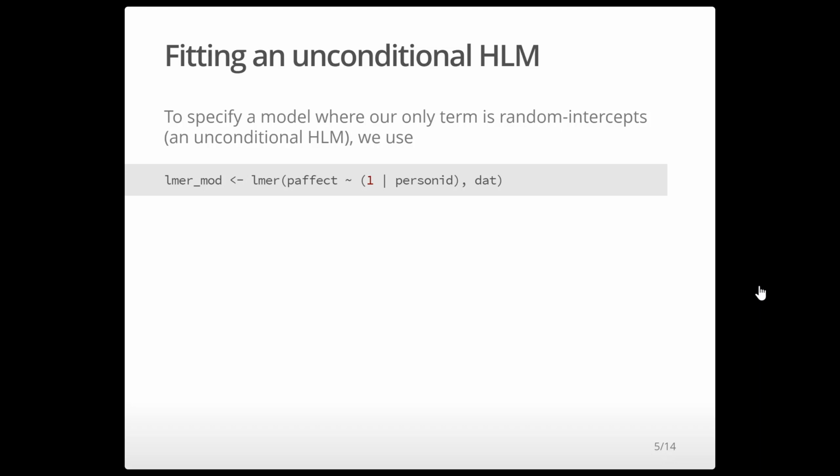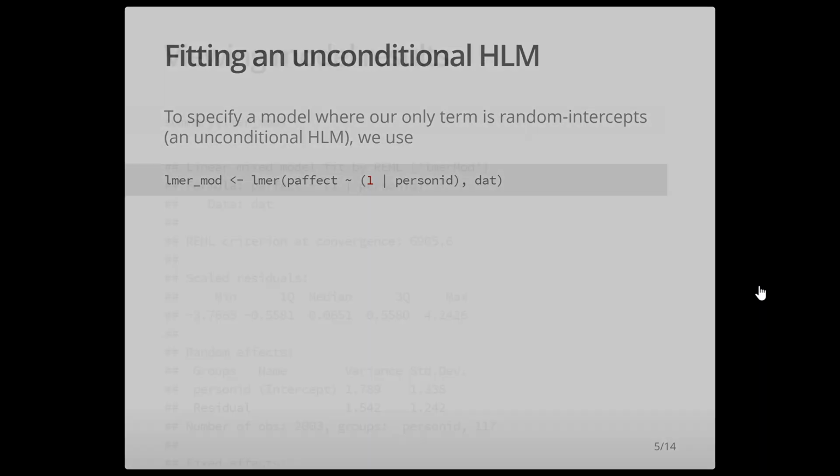So for specifying an unconditional model in HLM, this is what the syntax is going to look like. Here, PAffect, or positive affect, is our outcome variable. So I'm going to name my model lmer_mod. That's just the object's name. You can name it panas_mod or whatever you want. And then the syntax is lmer, PAffect, tilde, and because this is just an unconditional model with no predictor variables, we just have this specification for random intercepts with parentheses, one, vertical bar, PersonID. And then finally, we specify our data at the end.